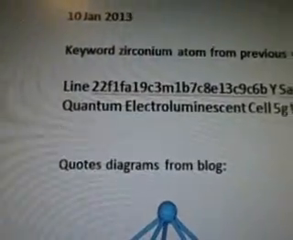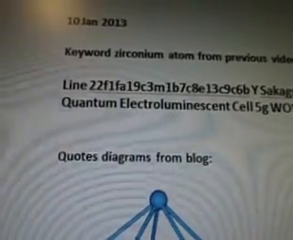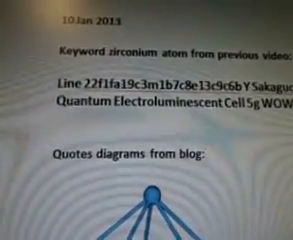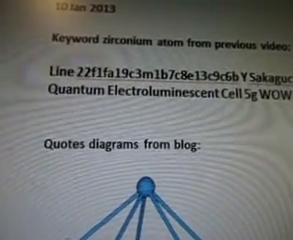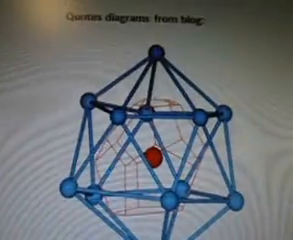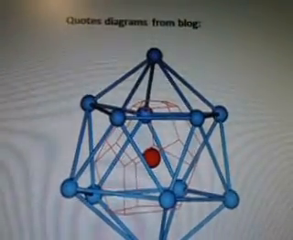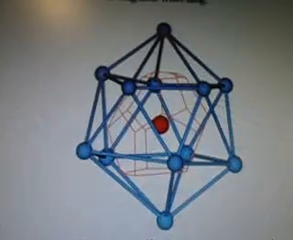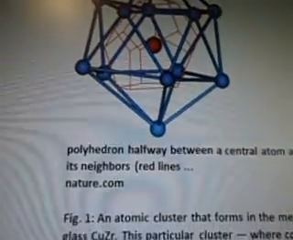So the keyword zirconium atom was from a previous video, line 22f1fa19c3m1b7c8e13c9c6c1. Sakaguchi Quantum Electroluminescent Cell 5G Wow Seti. So this is a continuation about the electroluminescent cells and what we're going to do with them. So this is quotes and diagrams for the blog.